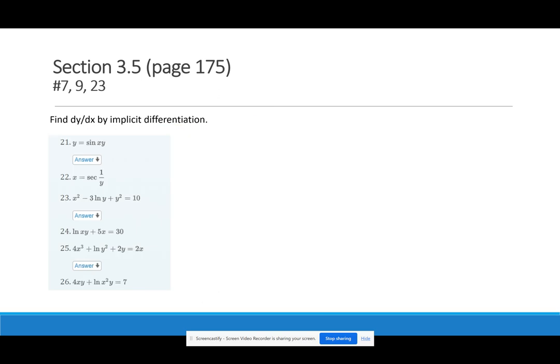All right, so that's implicit differentiation. All right, let's go ahead and look at another one. Let's look at 23, another one they suggested we do. Let's do one more: x squared minus 3 natural log of y plus y squared equals 10.